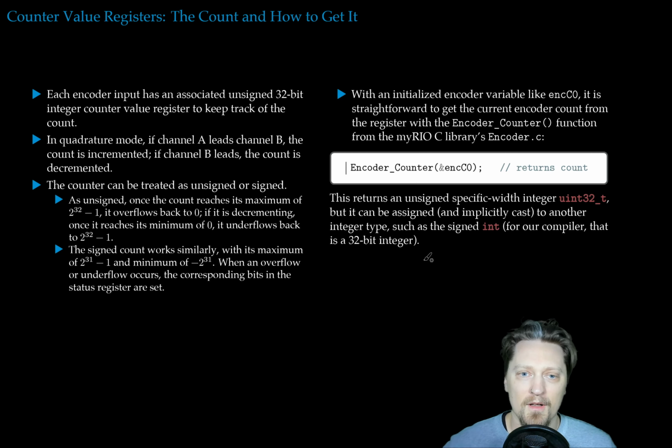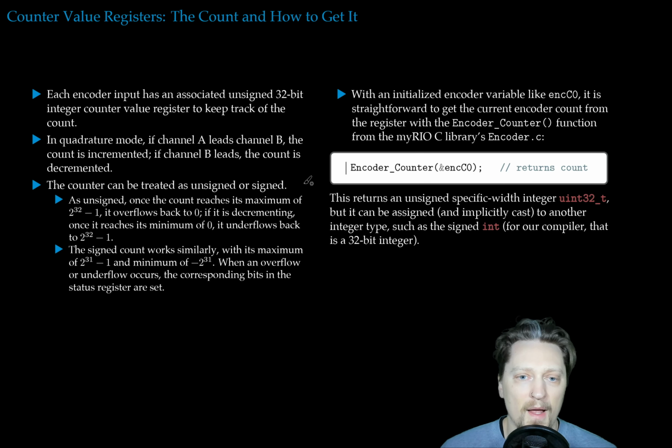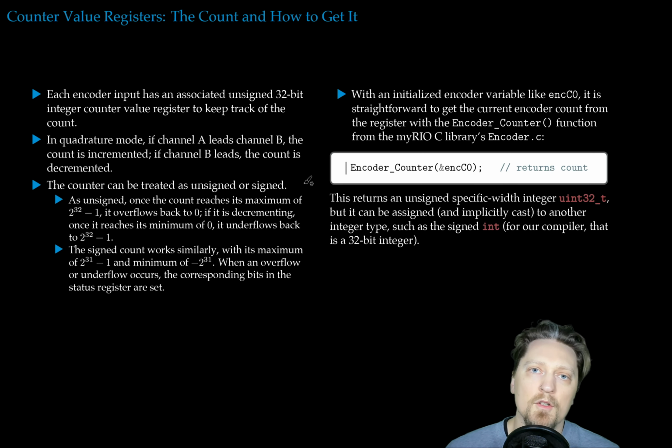In quadrature mode, if channel A leads channel B, the count is incremented. If channel B leads, the count is decremented. The counter can be treated as unsigned or signed. As unsigned, once the count reaches its maximum of 2 to the 32 minus 1, it overflows back to 0. If it is decrementing, once it reaches its minimum of 0, it underflows back to 2 to the 32 minus 1. The signed count works similarly, with its maximum of 2 to the 31 minus 1 and a minimum of negative 2 to the 31.